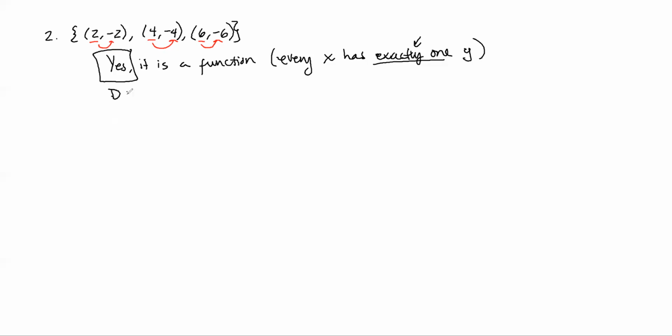Now let's look for our domain and range. Remember, domain is the set of x values. So domain is 2, 4, and 6. And our range is the set of y values. So what is our range? Well, it's -2, -4, -6. And none of those repeat, so we don't have to worry about getting rid of any of them.